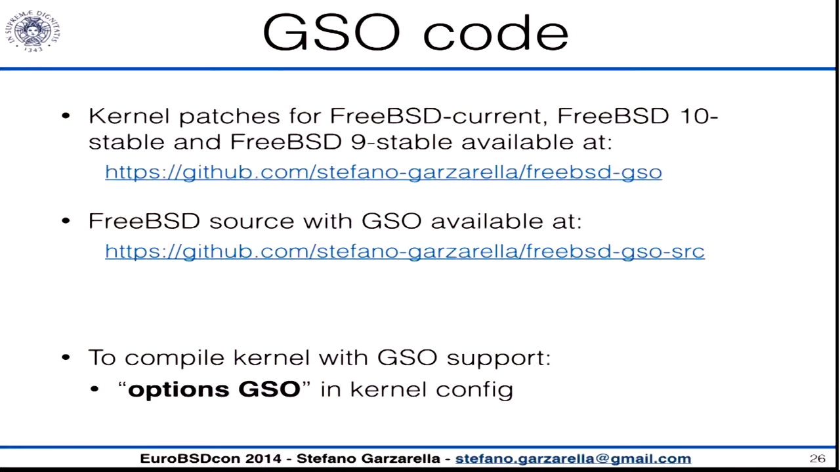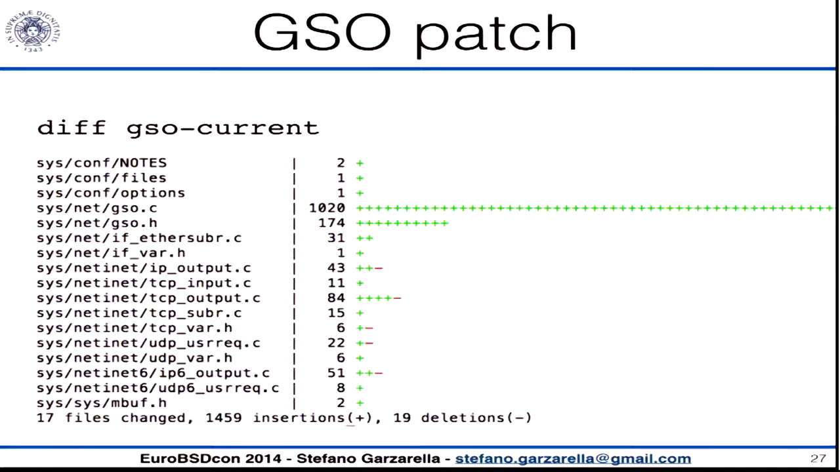Our code is available in two repositories. The first contains the manual pages, utilities, and PicoBSD images, and a brief description of GSO. And the second one contains the FreeBSD source code with GSO support. To compile the kernel with GSO support, you just need to add option GSO in the kernel config. In this slide, we can see the changes to add GSO support in FreeBSD current. We added two files, gso.c and gso.h in sys/net, and a very small piece of code in the network stack files, like IP, TCP, and UDP.